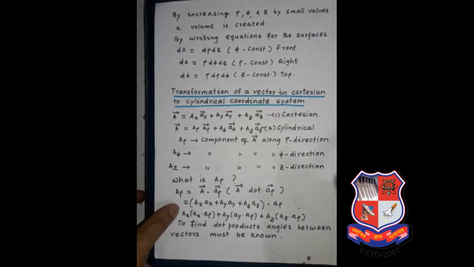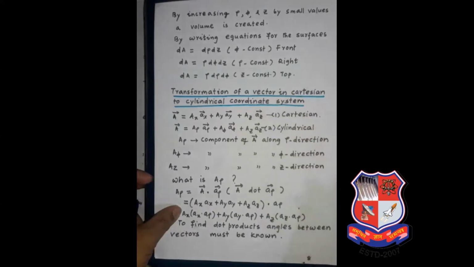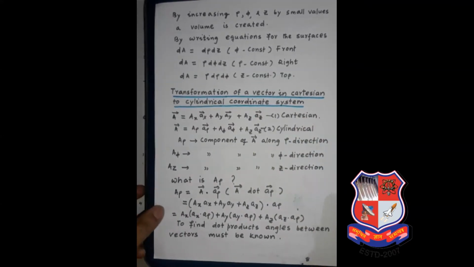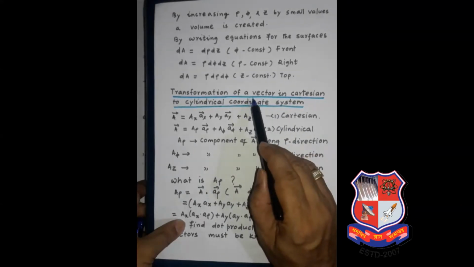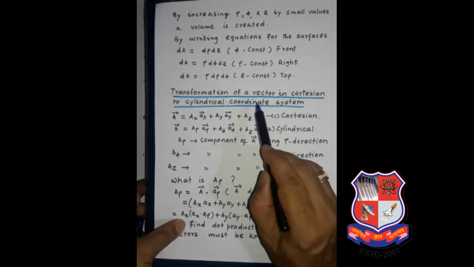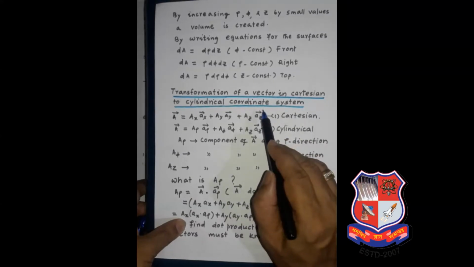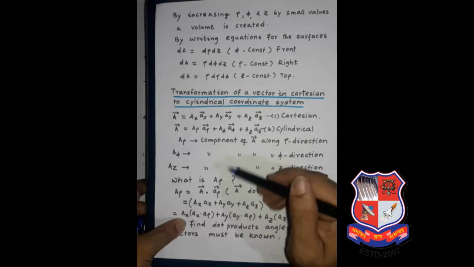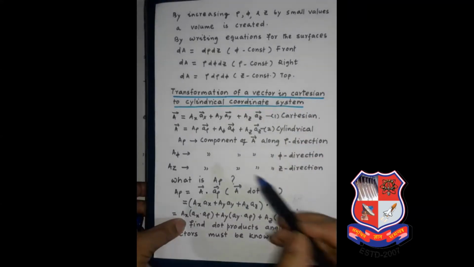For the other chapters, we will discuss later. So now we have reached the last part, that is, how do you transfer a vector, if it is given in Cartesian coordinate system, to cylindrical coordinate system. The vice versa can also be done. That means if it is given in cylindrical, it can be converted into a vector in Cartesian coordinate system also.